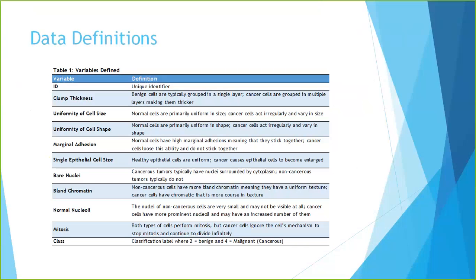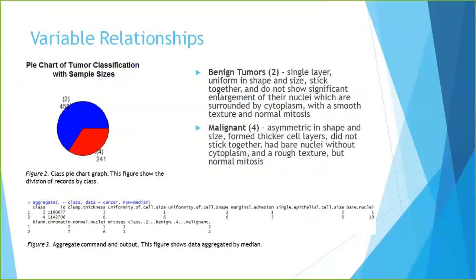Overall, the variables just measure the differences between healthy mitosis and mitosis set to overdrive. So here are some of the ways I explored the data. The pie chart shows that the majority of records were for benign tumors, which accounted for 458 entries. The remaining 241 records were for malignant breast tumors.